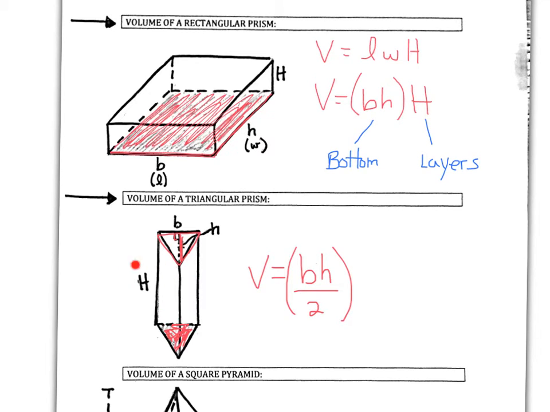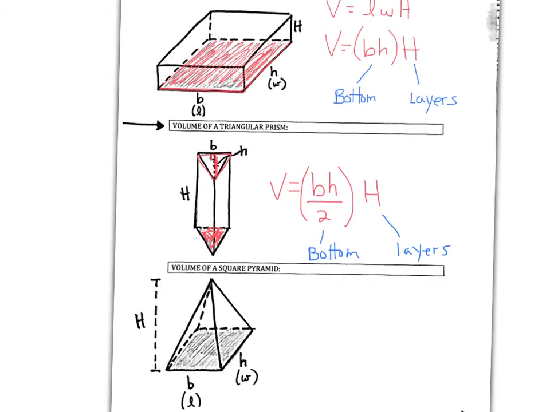How many layers would it be? Well, that's capital H. Capital H tells you how many layers. So there's your formula. Again, I filled up the bottom first, and this time the bottom is a triangle. And then capital H tells you how many layers. Capital H is how tall the container is.